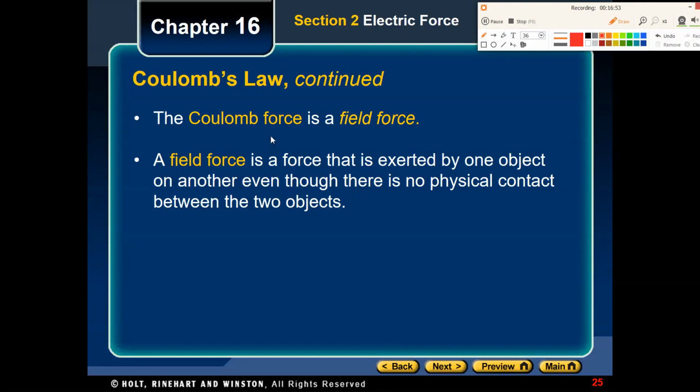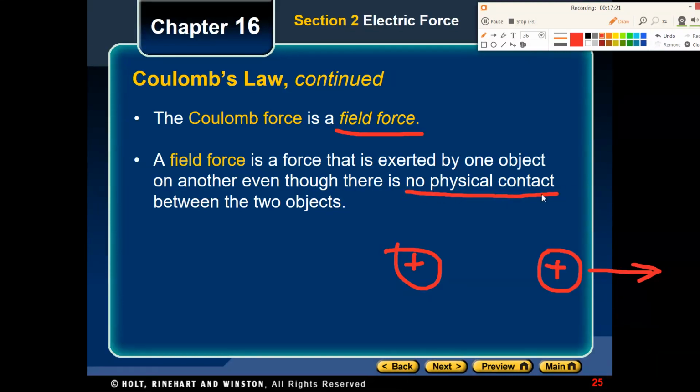Right. So Coulomb force, like we talked about, you have two charges with a repulsive force, but these two charges are not in contact. So Coulomb force is a field force, not a contact force. A field force has no physical contact, so it acts through an electric field.